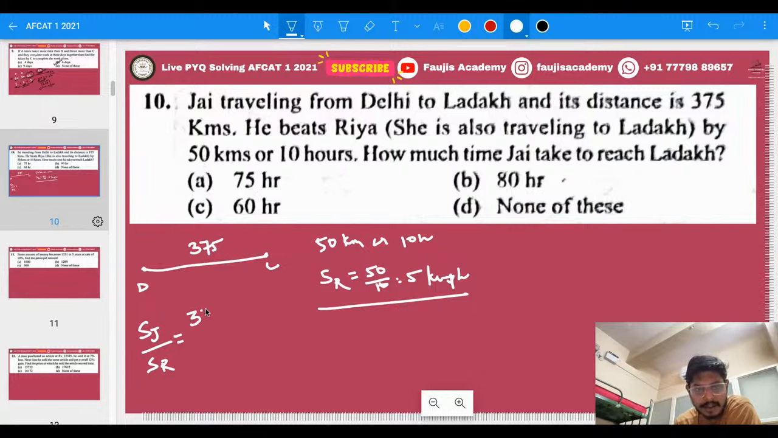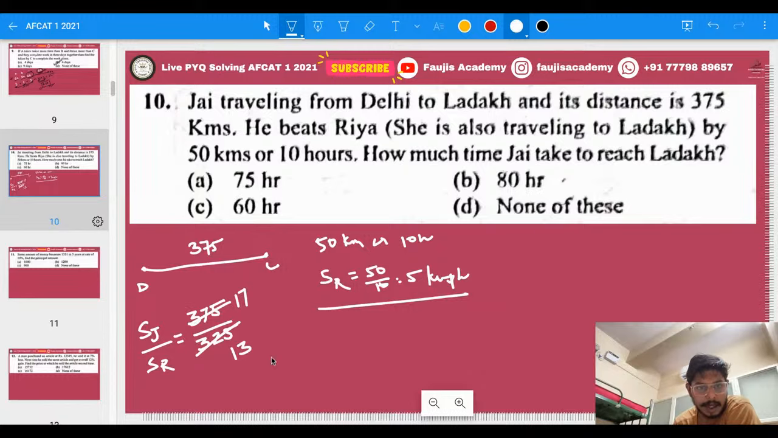When Jai travels 375 kilometers, Ria is 50 kilometers behind. That means Ria is at 325 kilometers. Right? This means how much? 25, 4 times, 12, 13 times. Right? Please correct me, guys, if I'm wrong. Okay. And this will be how much?